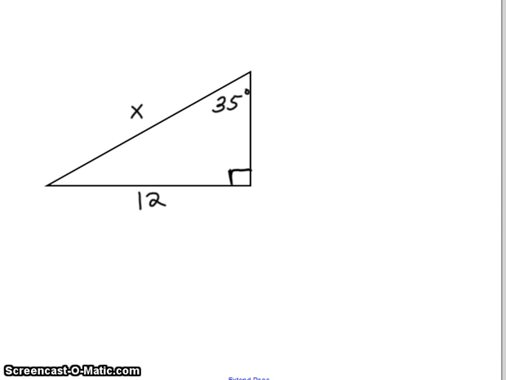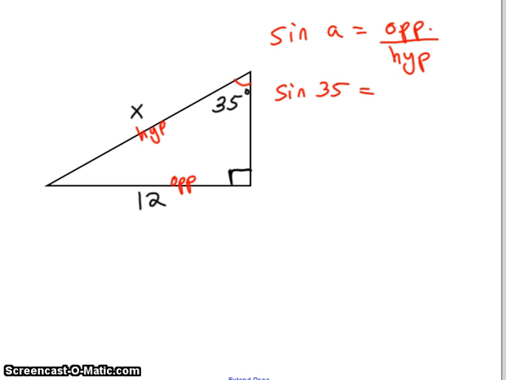All right, a couple more. And I'm going to give you different looks here. Okay, so we have opposite and hypotenuse again, because our angle's here now. So we have opposite and hypotenuse. That is sine. Okay, sine 35 equals opposite. In this case, opposite is 12, and the hypotenuse is x.